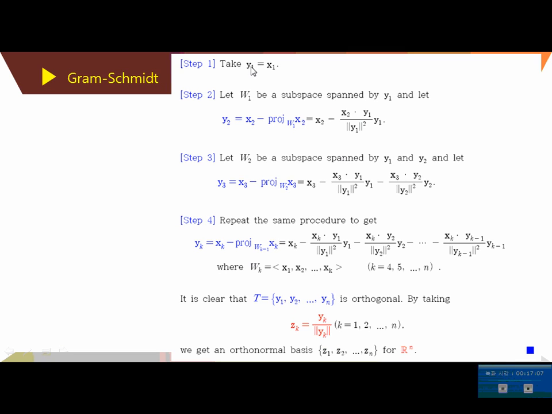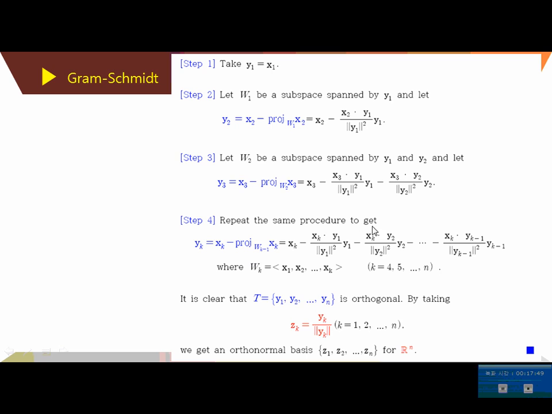This can be done as follows. Let y1 equal x1, then let w1 be the subspace spanned by y1, and let y2 be x2 minus the projection of x2 on w1. Then clearly y2 and y1 are orthogonal. Then let W2 be the subspace spanned by y1 and y2, and let y3 be x3 minus the projection of x3 onto W2. Then y3 is orthogonal to y1 and y2.